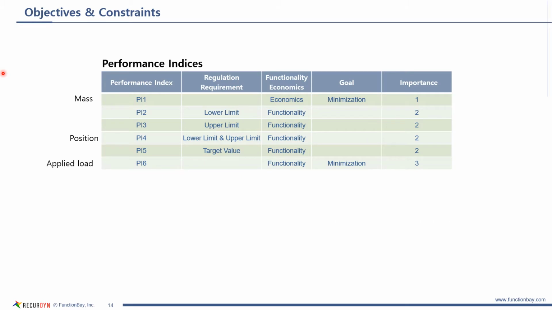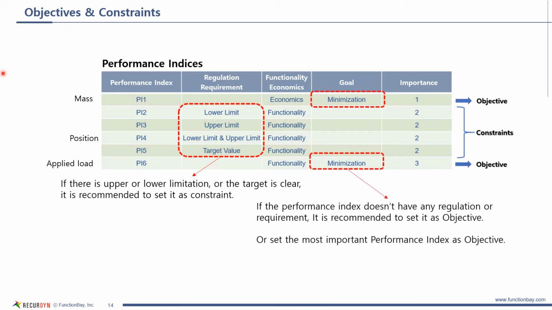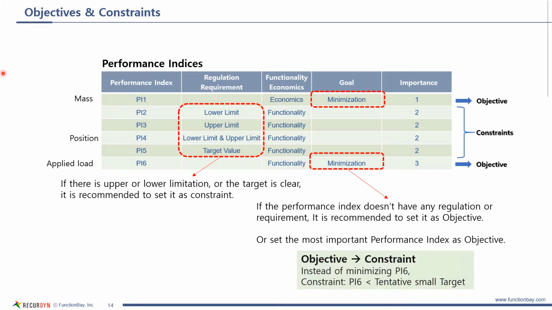From the performance index list, we can further classify them into objectives and constraints. First, the performance indices that have apparent conditions or targets are set as constraints. Then, indices whose targets are maximization or minimization are set as objective functions. Since it is recommended to use as few objective functions as possible, you may consider changing some objectives to constraints. For example, instead of minimization, it is possible to use a conditional statement. After deciding the tentative small target value, use the conditional statement as a performance index that is less than the tentative target.